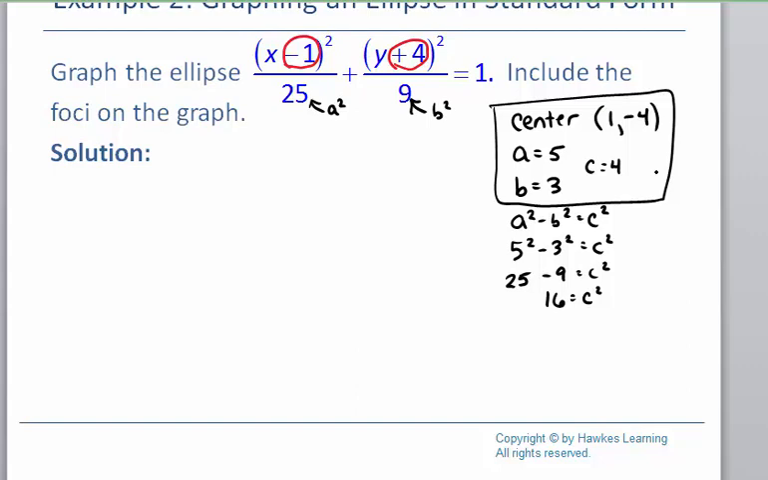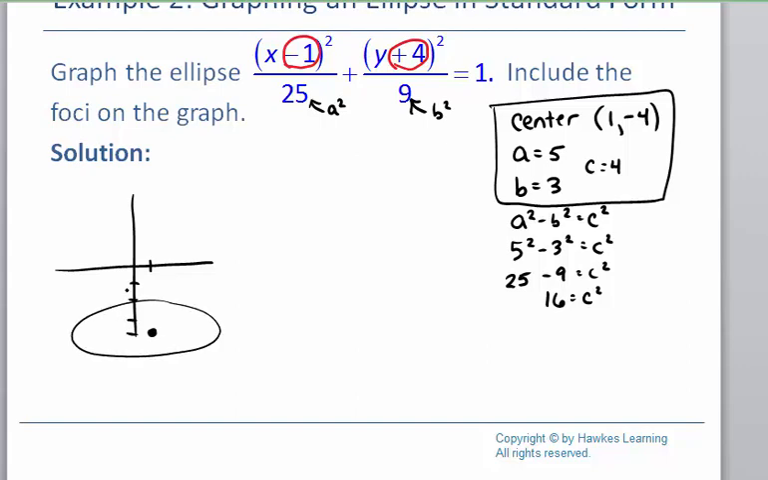All right, so let's go ahead and identify the turn. Remember that if your larger number sits underneath the x, it turns long ways from side to side. If your bigger number sits under the y, it turns up and down. So again, just like in our first example, our larger number is underneath the x. So we know that when we draw this, I'm going to go ahead and plot my center point. Okay, so there's my center at 1, -4. Now I know that the ellipse is going to turn this way.